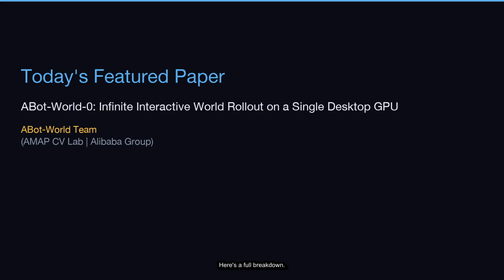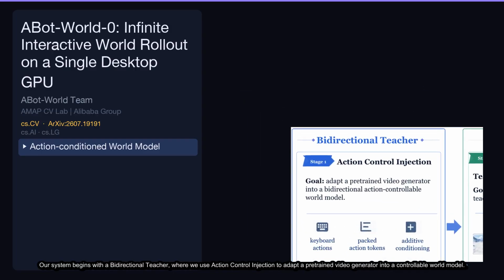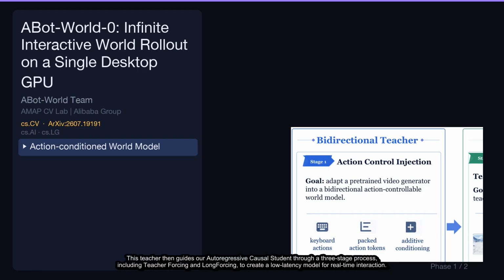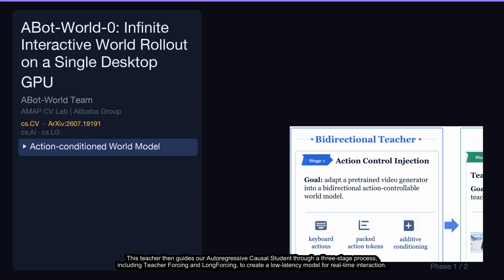Here's a full breakdown. Our system begins with a bidirectional teacher, where we use action control injection to adapt a pre-trained video generator into a controllable world model. This teacher then guides our auto-regressive causal student through a three-stage process, including teacher forcing and long forcing, to create a low-latency model for real-time interaction.